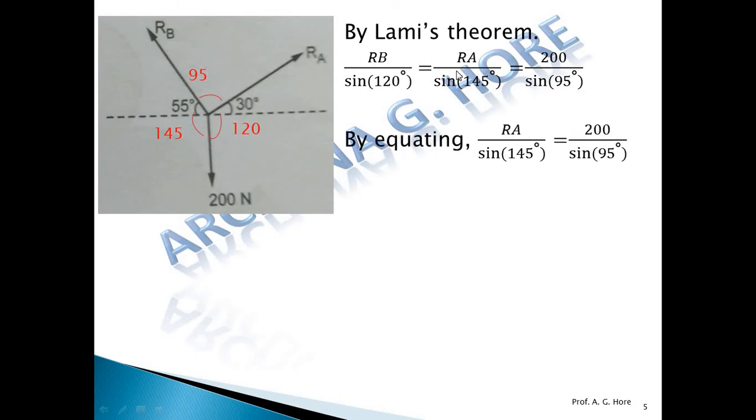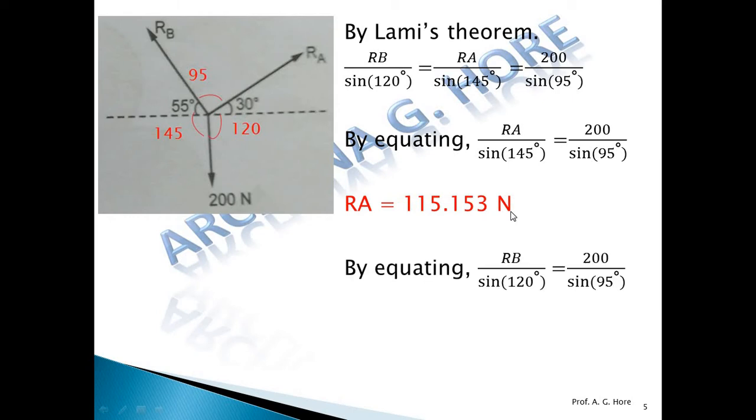So by equating first these two equations, cross multiplication, sine 145 goes to the numerator. So we get the simplified form and we get RA as 115.153 Newton. Okay, that is the answer. Again for the calculation of RB, equating these two, here also cross multiply and simplify. By simplifying we get the value of RB, which is the value of contact reaction at A and B. So this is the answer.